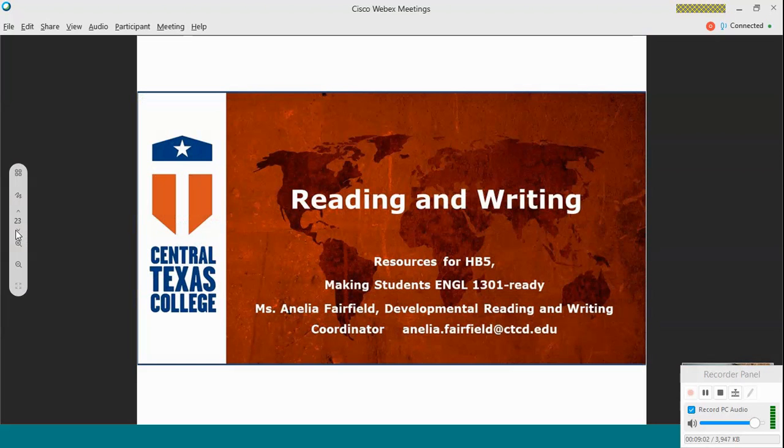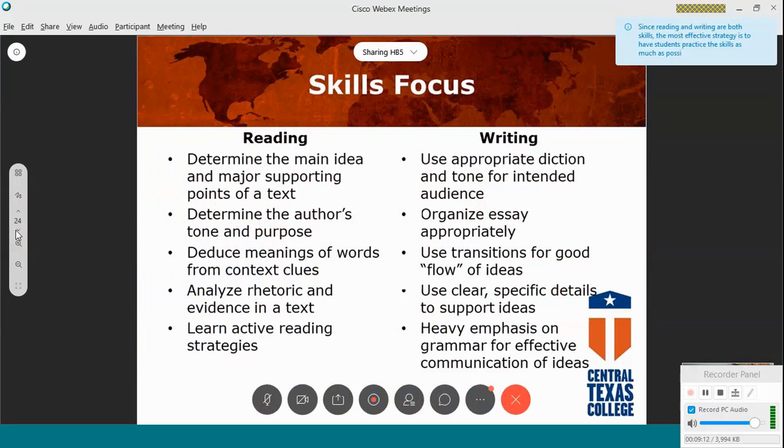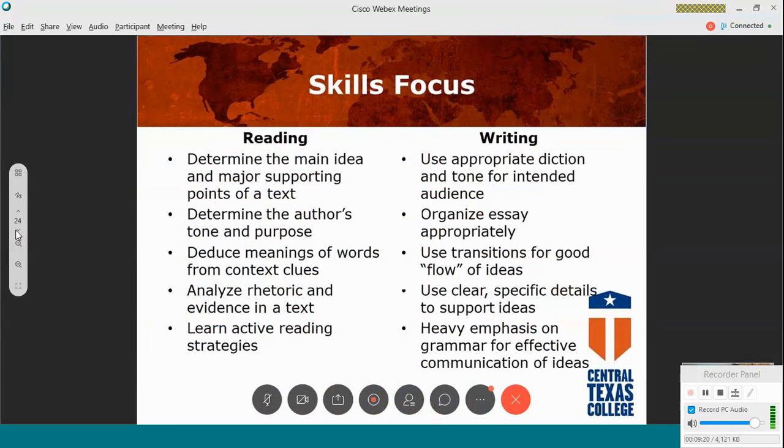I'm the developmental reading and writing coordinator. Unlike math, we only have 3 options currently. And right now, our reading and writing focus is really very much school-based. So these are some of the skills that we really highlight in our developmental English, developmental reading and writing courses.